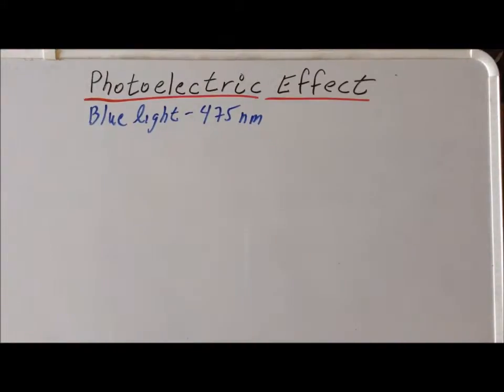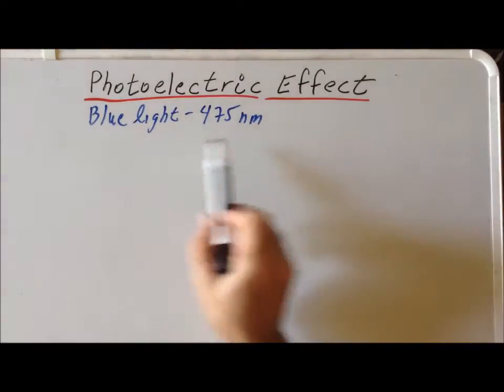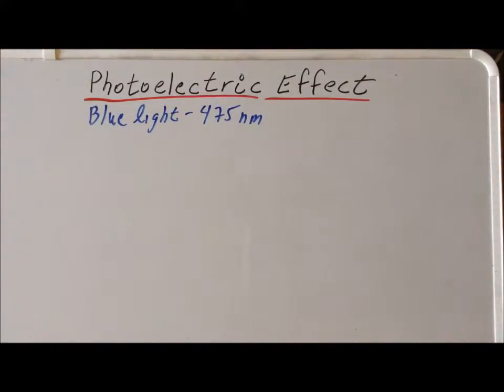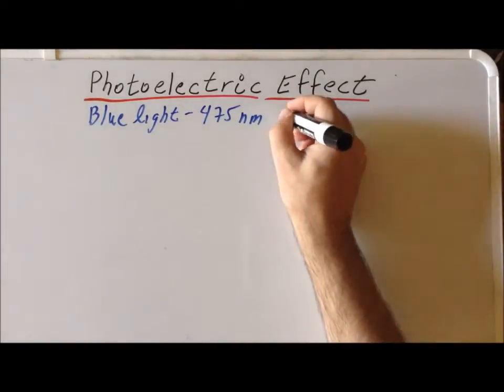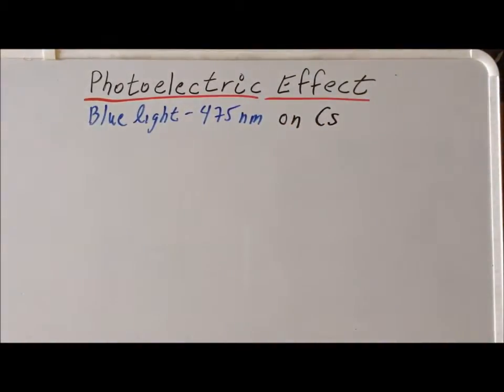Hello. In this video, we are going to calculate the speed, the velocity, of ejected electrons if we shine blue light with a wavelength of 475 nanometers on cesium metal. So the metal we're going to use is cesium.